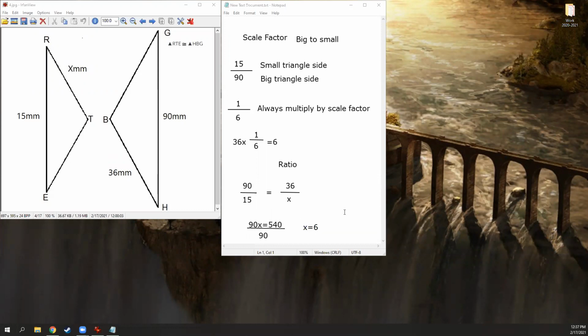Easy peasy lemon squeezy. So ratio is significantly less steps. There's also less ways to mess up. You just go big side over small side equals big side over small side. So long as you go big over small, you get it right. Versus the scale factor, which can be confusing and mistakes can be made. I feel like the ratio is a much more reliable way of doing it. But regardless, do whichever way makes sense to you, do whichever way works for you, and you'll do just fine.